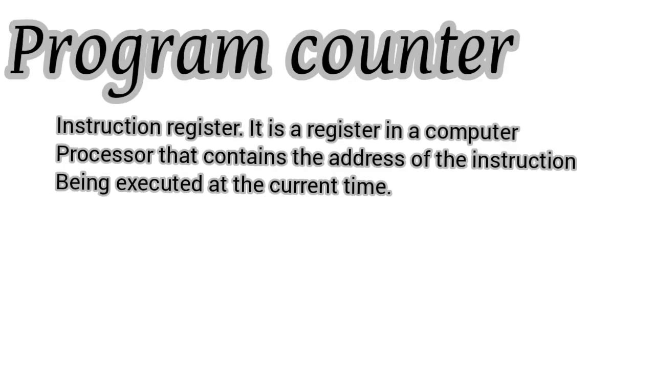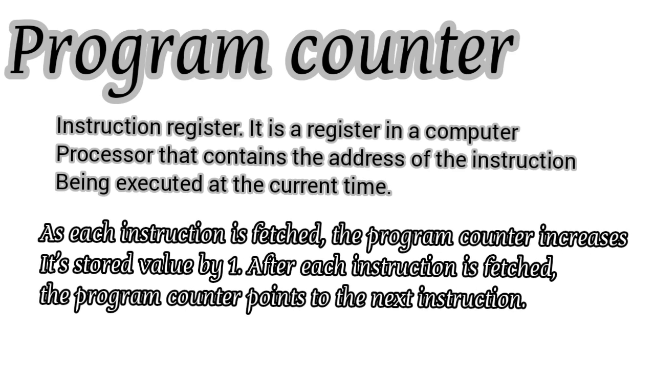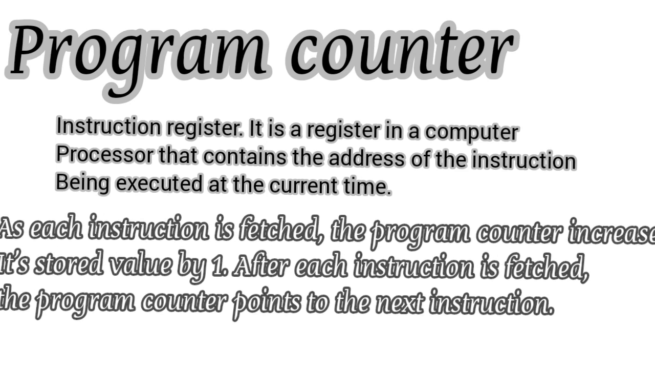Program counter. The program counter is also known as the instruction pointer. It is a register in a CPU that contains the address of the instruction being executed at the current time. As each instruction gets fetched by the CPU, the program counter increases the stored value by 1. After each instruction is fetched, the program counter points to the next instruction in the sequence.